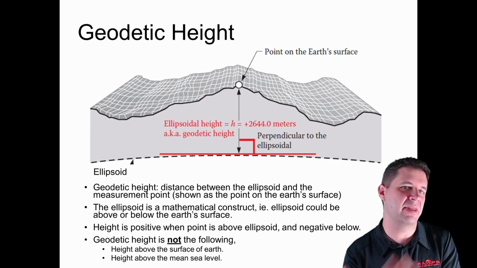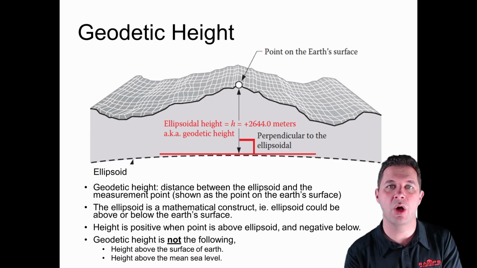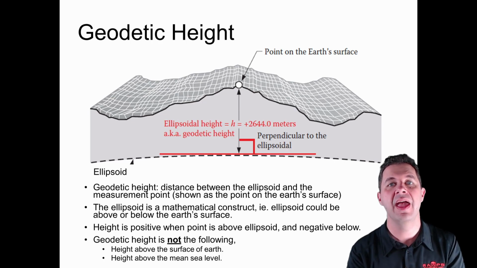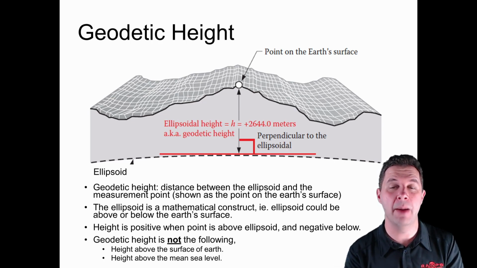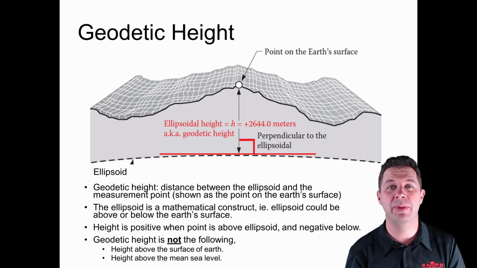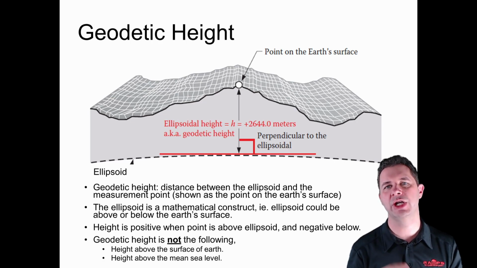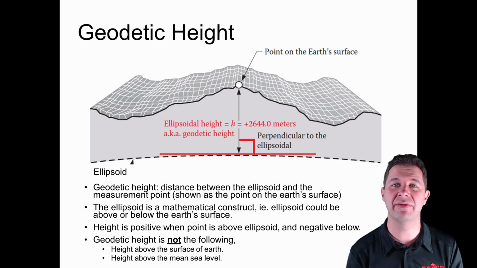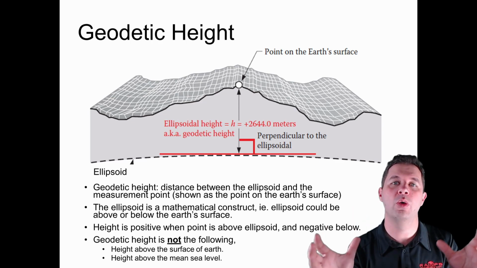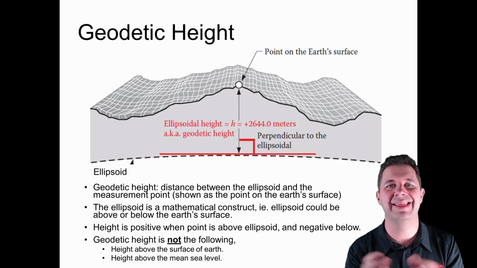Now, the ellipsoid is a mathematical construct. It's based on those A and B values from our WGS84 system. And so our geodetic height might be above that ellipsoid, in which case it would be a positive value, or it might be below, in which case it would be a negative value, for example, if we were in a deep valley. So it's important to realize our geodetic height isn't just the height above the surface of the Earth or the height above the mean sea level. It's above that WGS84 reference point of where that ellipsoid is.